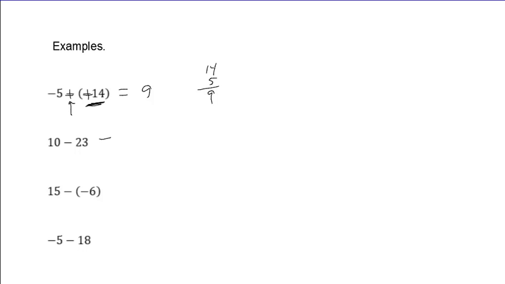The next problem is 10 minus 23. So here's my subtraction. I'm going to change that subtraction sign to addition, and then I'm going to make the 23 a negative 23. Again, we have two numbers with different signs. The difference between 23 and 10 is 13. In this case, the 23 has the bigger value, and it is negative, so the negative number wins.